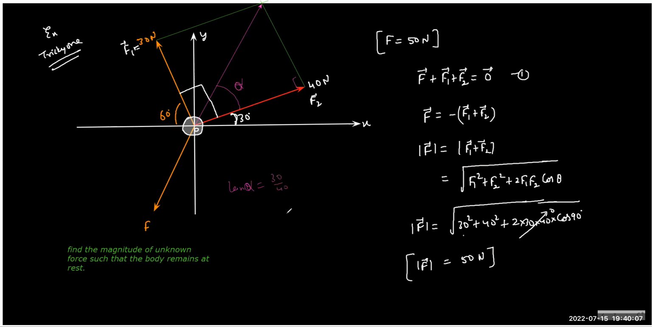30 upon 40. So 3/4 is very famous actually. It's 37 degree. If you don't know, that's okay. But this is 37 degree. So what is the angle made by the resultant vector? Because our vector should be opposite of this. So if this is the resultant of these two, the third force must be opposite of this line.